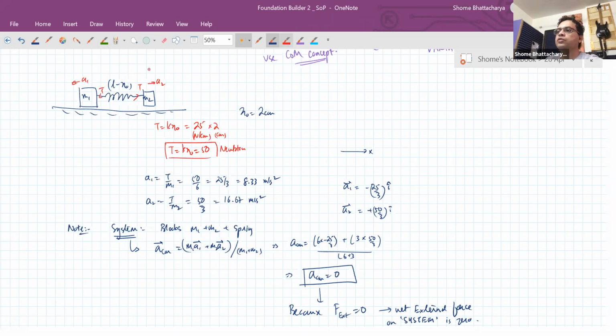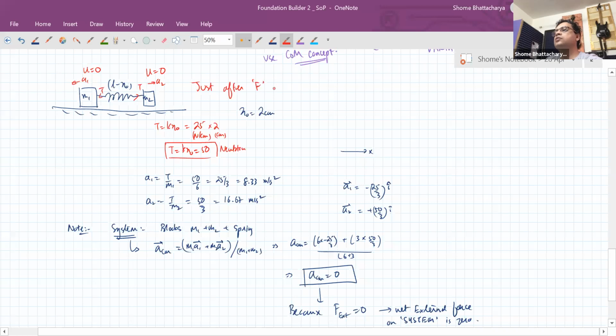Because initially when they started, both of them started from rest. This is just after the force, external force F, is removed or withdrawn. Now, even when we were applying the external force, at that time also the center of mass would have been at rest, because what would the net external force have been? It would have been 0. No? We are applying equal and opposite forces.